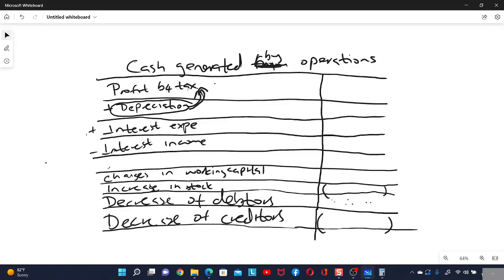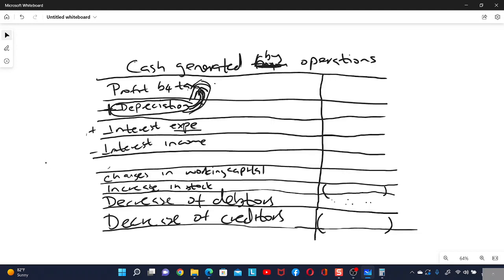Profit before tax. And then we add back the depreciation. Remember, when we are doing the income statement, we are subtracting the depreciation. But because the cash flow deals with the flow of cash, we need to add back this depreciation. So we add the depreciation, and then also we add the interest expense. Why? Because the interest expense in the cash flow statement has its own column.